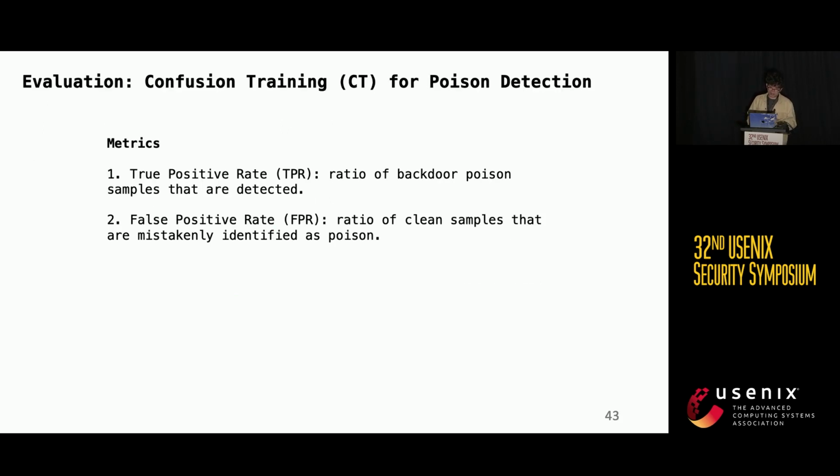To evaluate the confusion training, we first look into how well the method can be used for poison detection. We consider two metrics: the true positive rate, basically the ratio of backdoor poison samples that are detected, and also the false positive rate, the ratio of clean samples that are mistakenly identified as poison.